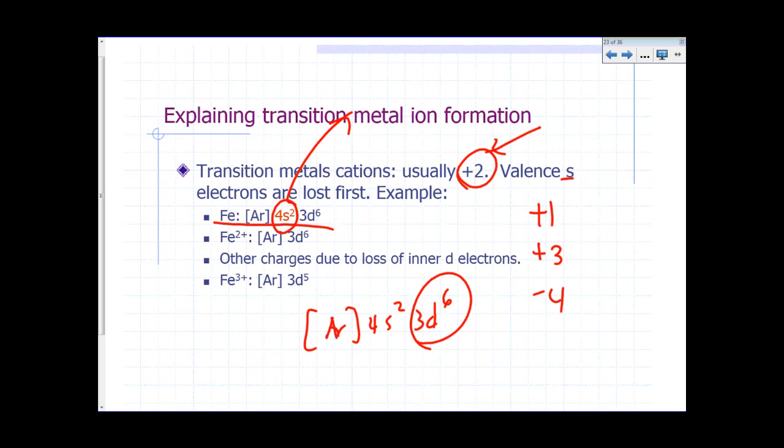Now, the electron configuration for iron with a +2 charge is argon core 3d6. So the 4s2 electrons are gone in iron +2. If you have charges higher than 2, for example +3, then the next electron will come from the d orbitals. So iron with a +3 charge would have an argon core, and instead of 3d6, you're now going to have 3d5.